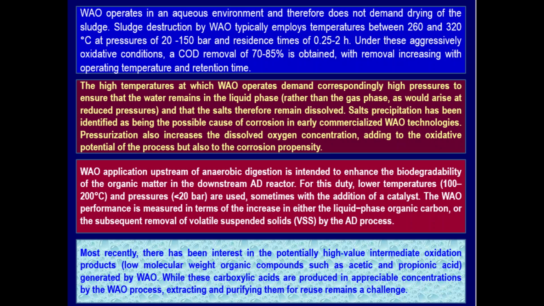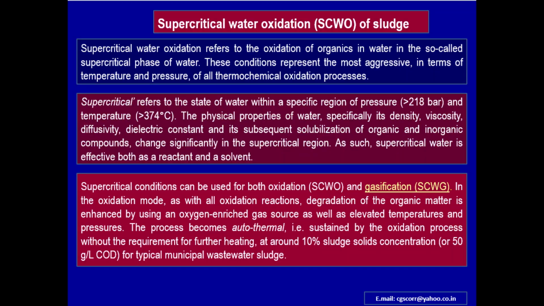Most recently, there has been interest in the potentially high value intermediate oxidation products, that is, low molecular weight organic compounds such as acetic and propionic acid, generated by wet air oxidation. While these carboxylic acids are produced in appreciable concentrations by the wet air oxidation process, extracting and purifying them for reuse remains a challenge.